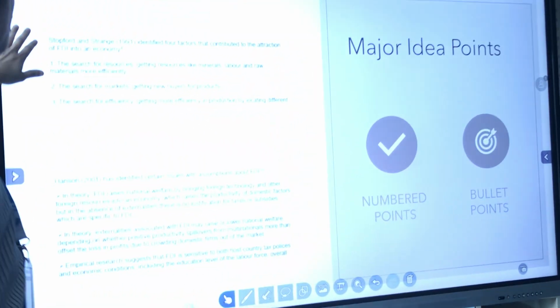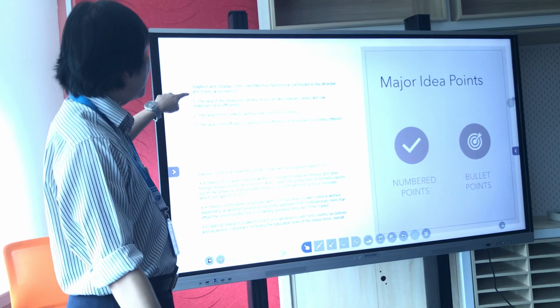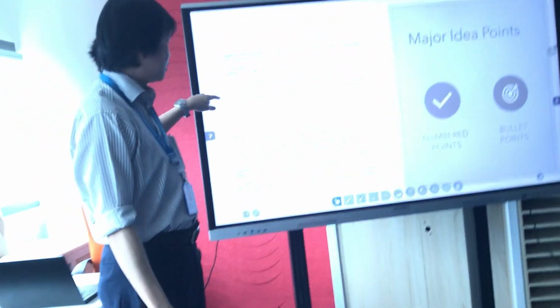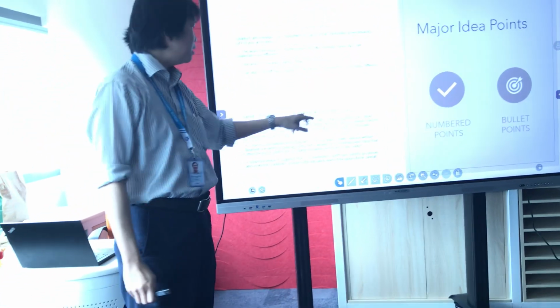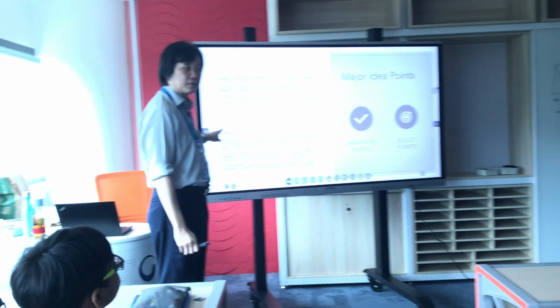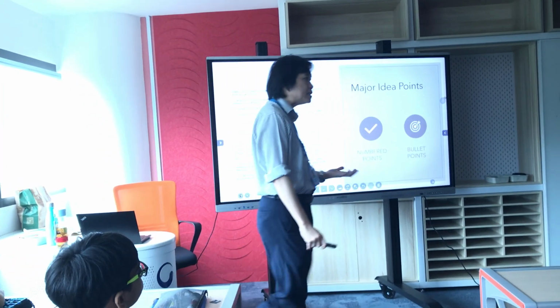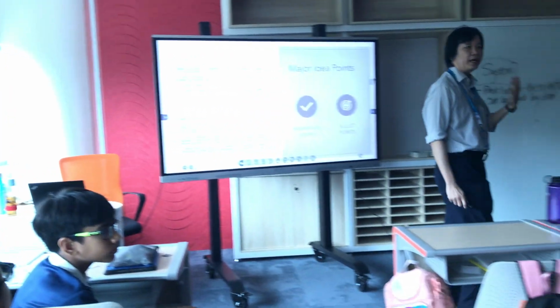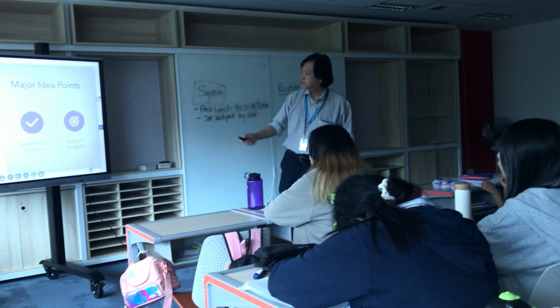Stopford and Strange identified 4 factors, and I actually numbered the factors. Hansen identified certain issues, and I used bullet points. This makes it easy for the reader to check and see, and this is what you want to do in your report.